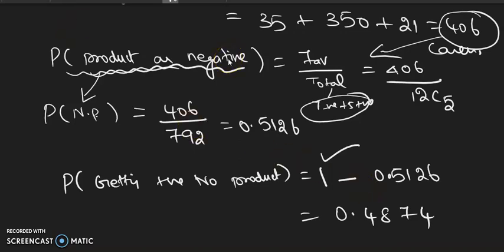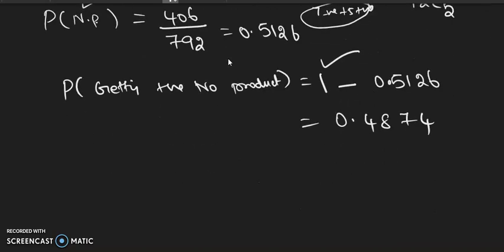Whenever you discuss something about choosing or selecting, remember that this C, the combination, will come. And in the next video we'll see Bayes theorem and problems based on that.